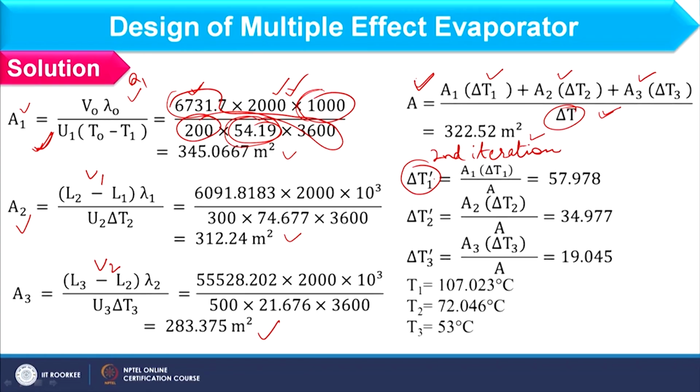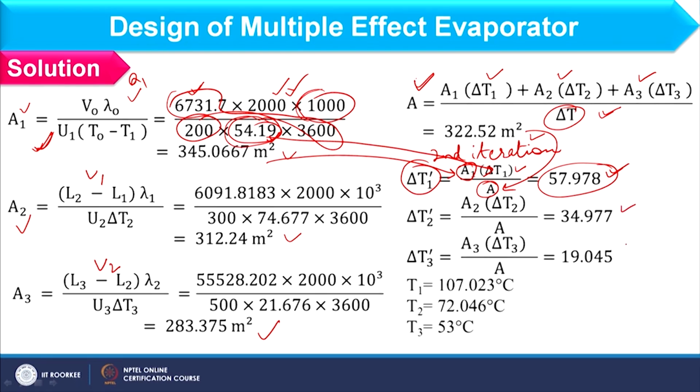right. So, delta T1 dash should be equal to A1 delta T1 by A. How much area is deviating from the average area? Fine. So, A1 is this, temperature difference in first effect is this, and the area is this, right. So, you can find out temperature difference in first effect, that is the revised value, and which should be equal to 57.978. So, you can consider deviation in two iterations. In first iteration it is 54.19, in second iteration it is 57.978. So, sufficient deviation is there.